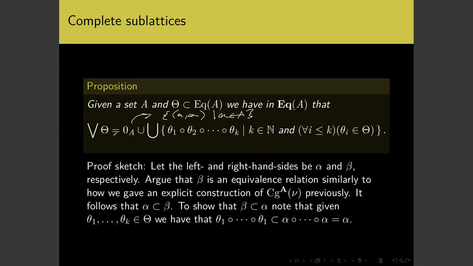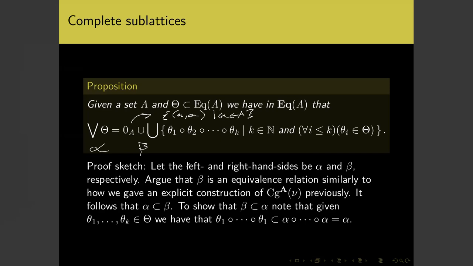Let's denote the left and right hand sides by alpha and beta respectively. So alpha is this join and beta is this union, and we don't yet know that they're equal. So I'm going to show that they're each subsets of each other. We can actually argue that beta is an equivalence relation similarly to how we gave an explicit construction of the congruence generated by a collection of pairs before. This is a little different because we're starting off with a bunch of equivalence relations instead of just a bunch of pairs, but it's a similar idea.